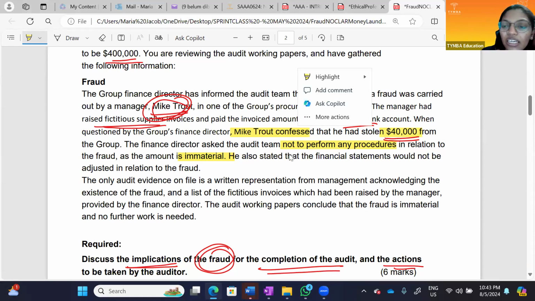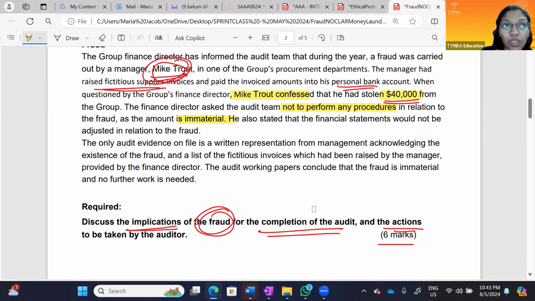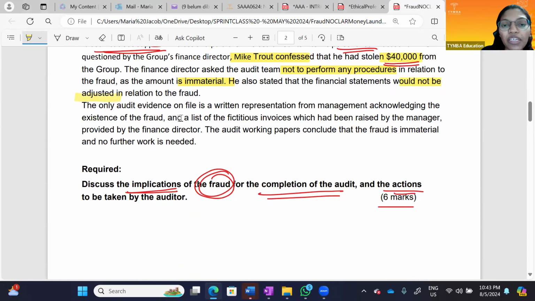He also stated that the financial statements would not be adjusted in relation to the fraud. That makes things worse. He doesn't want to adjust. So something is very fishy about it. And the only audit evidence on the file is a written representation from management acknowledging the existence of fraud and a list of fictitious invoices that have been raised by the manager, provided by the finance director. The audit working paper concluded that the fraud is immaterial and no further work is needed.